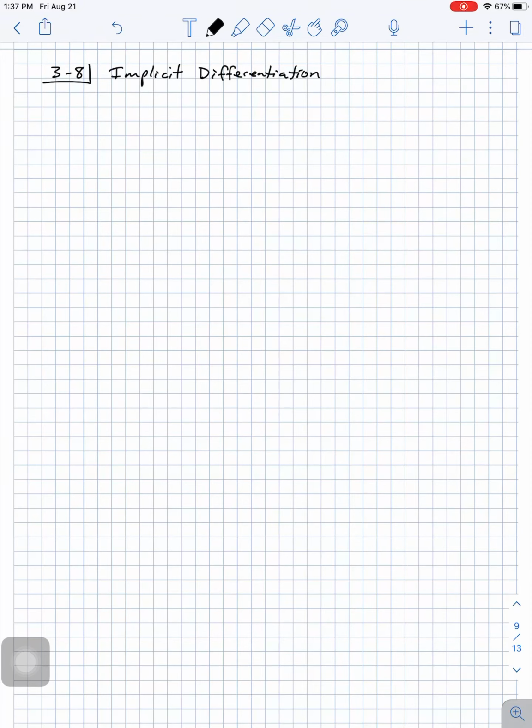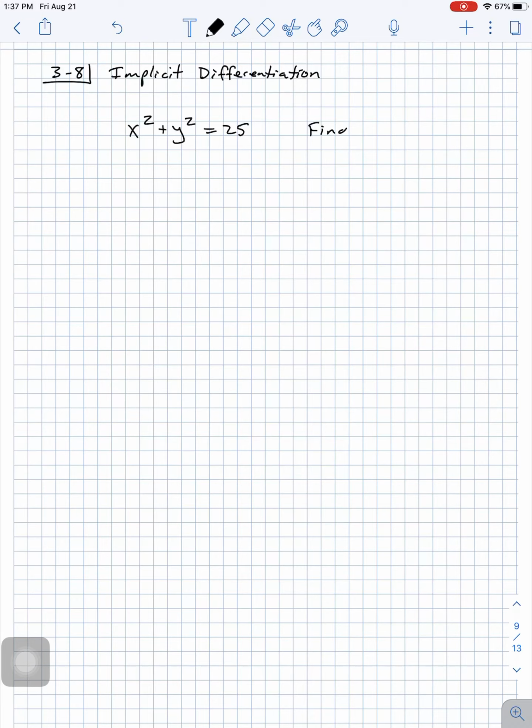Hey, today we're talking about implicit differentiation. This is section 3-8. So let's start by taking a look at this function. It's this equation. It is the equation of a circle.